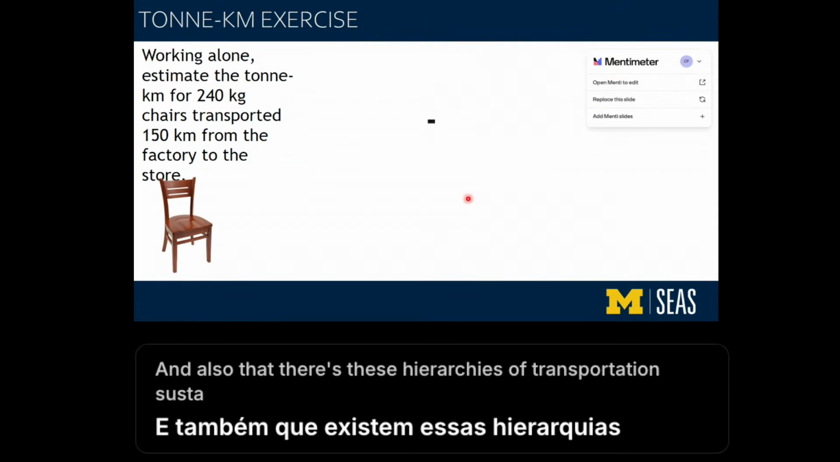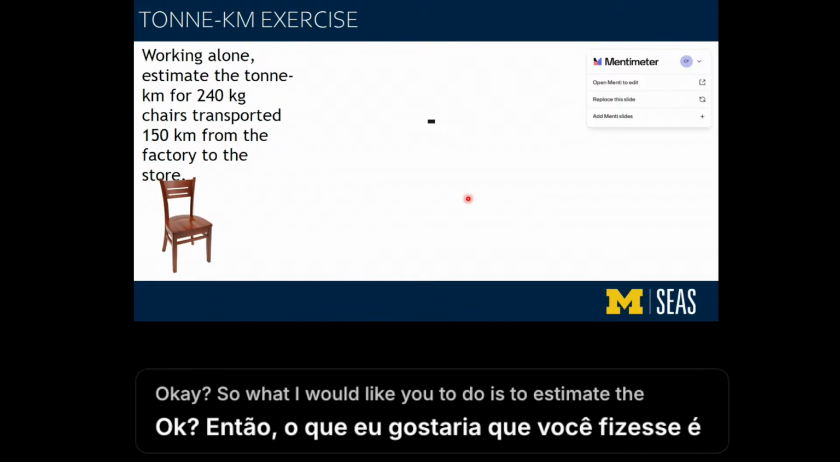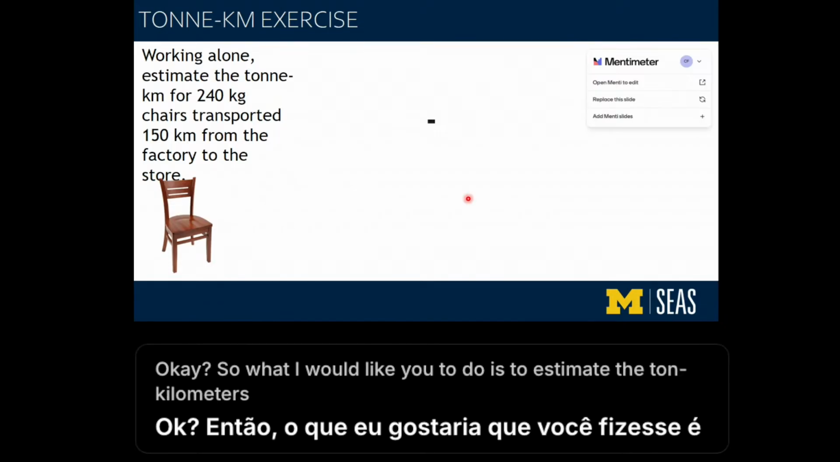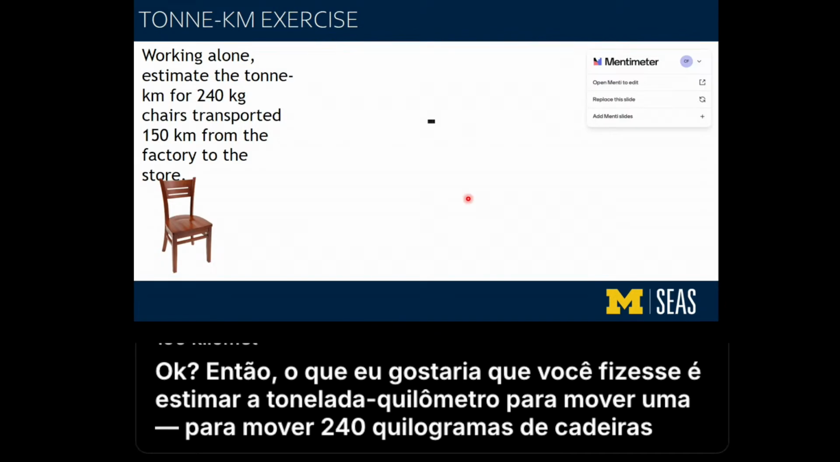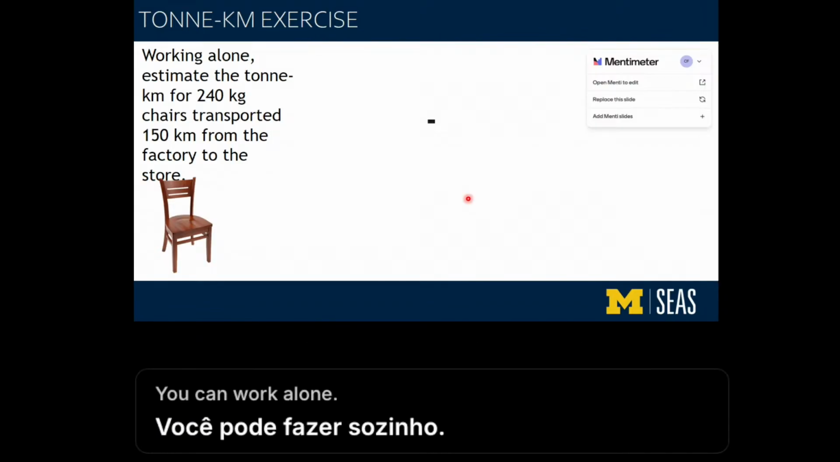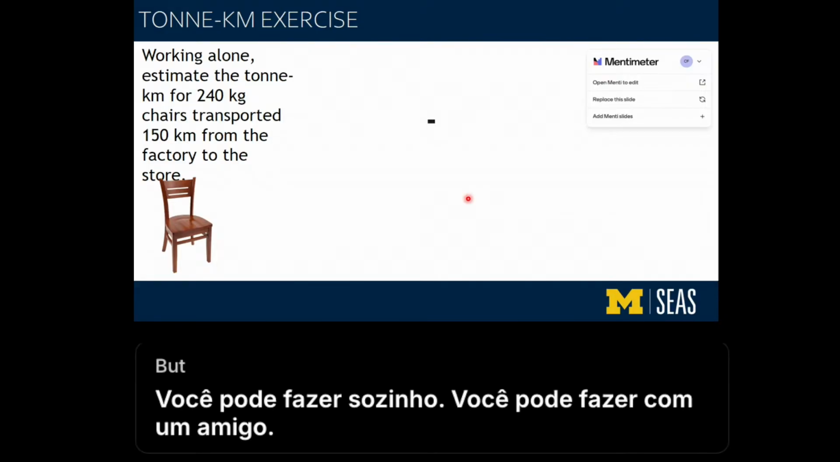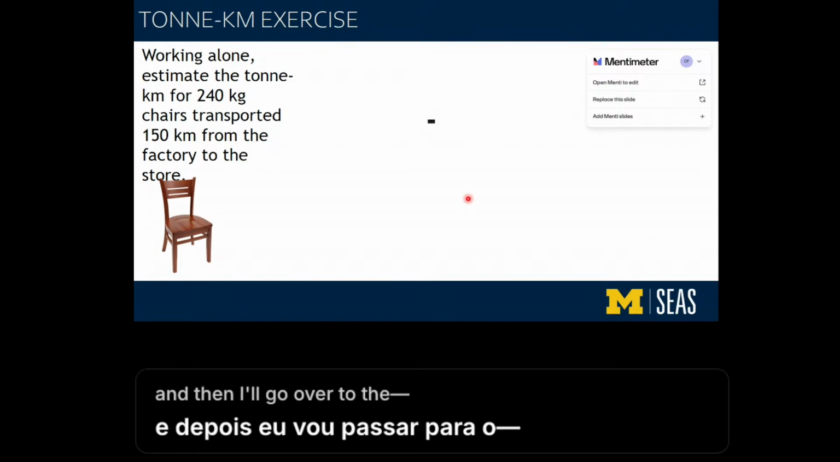So what I would like you to do is to estimate the ton kilometers to move 240 kilograms of chairs 150 kilometers. How many ton kilometers is that? You can work alone, you can work with a friend, but I would like you to calculate it, and then I'll go over to the Mentimeter, and you can enter your answer.